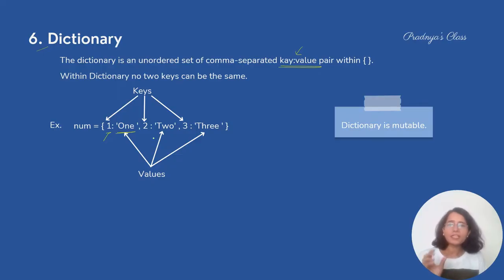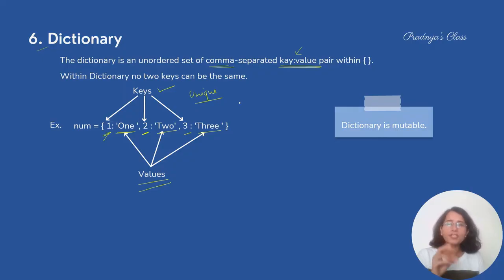So here key value pair will get separated by comma. So here 1, 2 and 3 all are keys, and the value for that key is one, two and three. All these are values. In dictionary, these keys should be unique. We cannot duplicate these keys because using the keys we can access the values. That's why it should be unique.